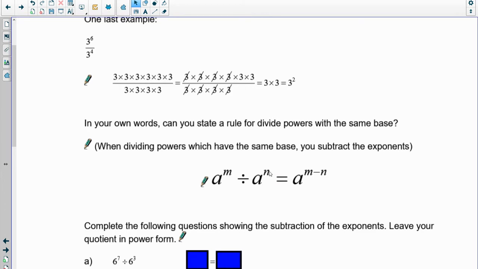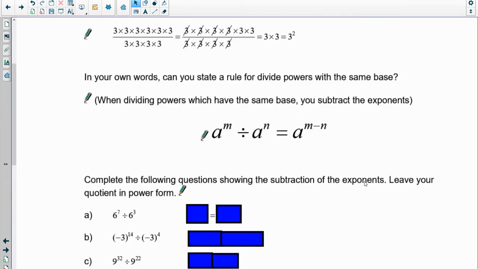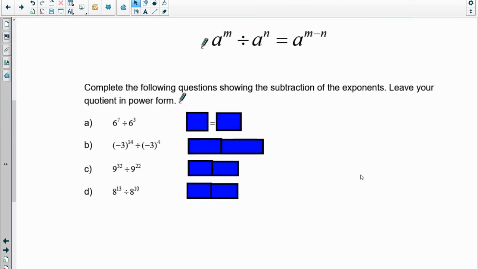Now remember, order is important, so this becomes m subtract n. So the answer is going to be a with m subtract n as your exponent. Okay, here you go. There's some examples for you. Let's do the first one together, and then you can do the last 3.